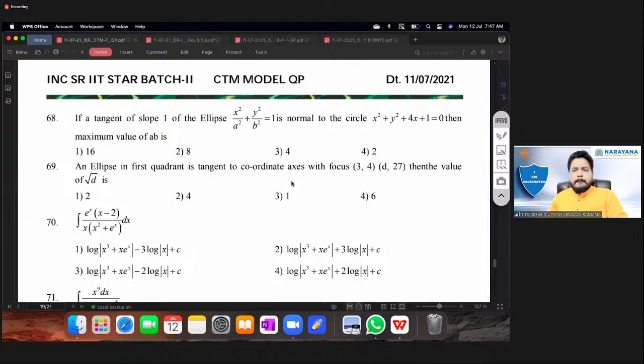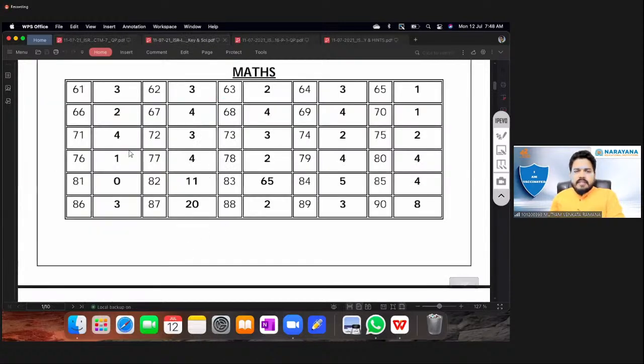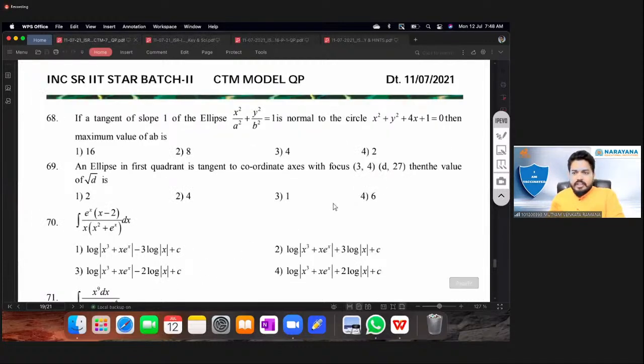Yes, Vignesh. 70. What is the answer given? What is the 70? I got 3, sir. They gave 1, I think. Yeah, you got 3, okay. They gave 1, you got this one. Yeah, sir.